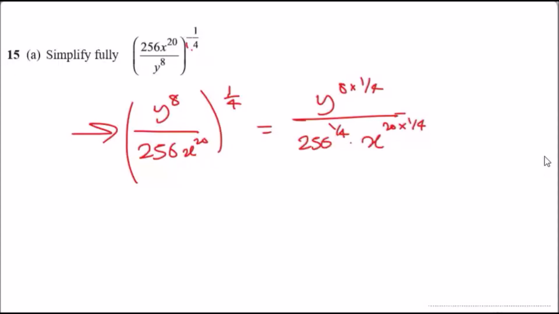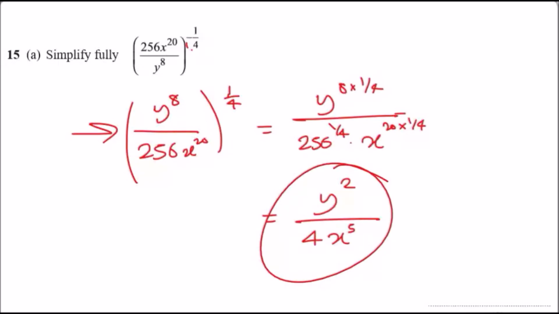And then all you want to do is firstly put all of this in the calculator. So 8 times a quarter, well, that should give us 2, y to the power 2. 256 to the power quarter gives us exactly 4. That's basically the fourth root of 256. And for the x term, 20 times a quarter is 5. Okay, and that's your answer. That's your simplified fully answer.